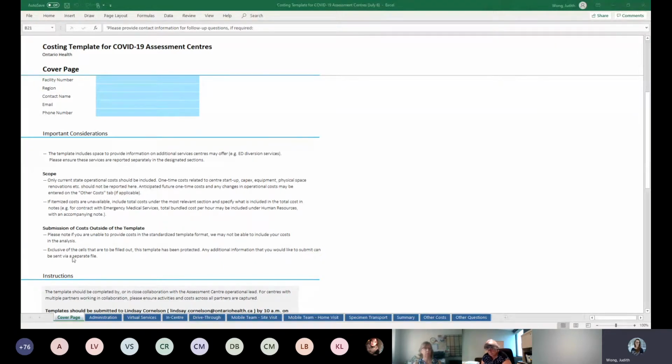And then there's some additional options for if the template format does not work well for you. You can submit information separately from the template, but I would just encourage you to, as much as possible, try to submit your information within the template format because we are going to be receiving a lot of templates and our turnaround time is very quick. So we can't guarantee that we'll be able to include your information if it's not provided in the standardized format, just because of our analytical capacity constraints.